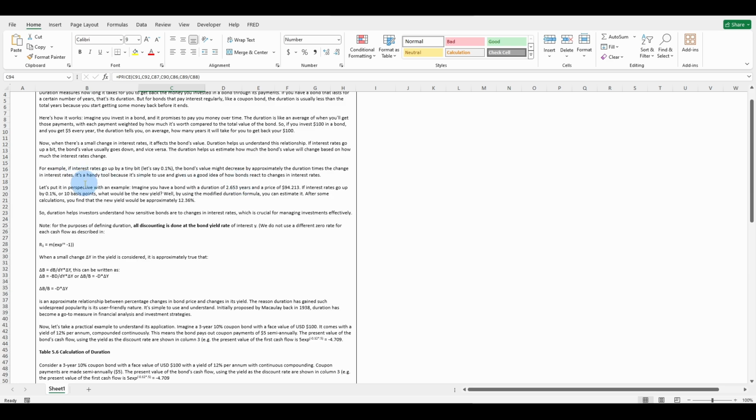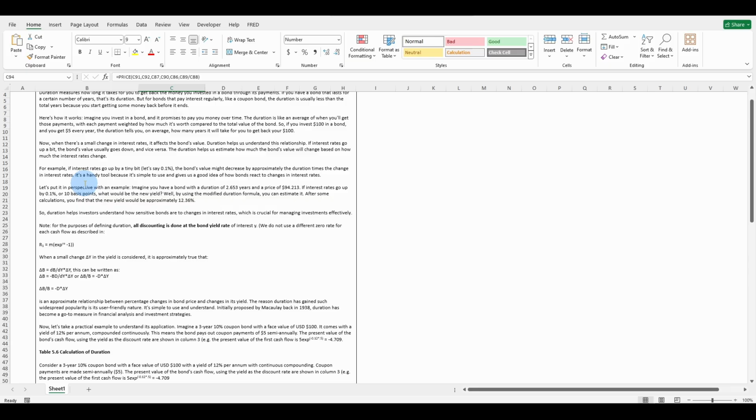It's a handy tool because it's simple to use and gives us a good idea of how bonds react to changes in interest rates. Let's put it in perspective with an example. Imagine you have a bond with a duration of 2.653 years and a price of 94.213. If interest rates go up by 0.1%, or 10 basis points, what would be the new yield? By using the modified duration formula, you can estimate it. After some calculations, you'll find that the new yield would be approximately 12.36%.